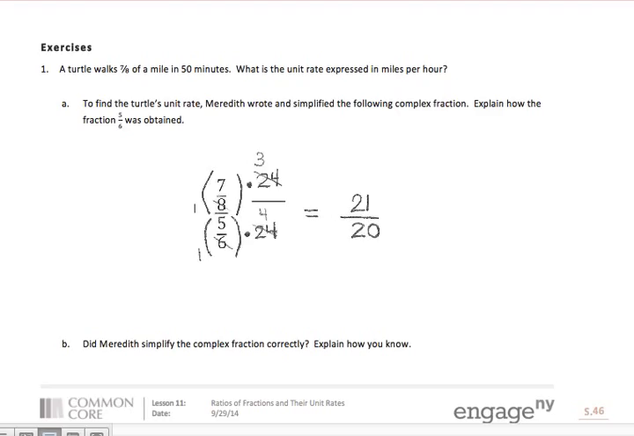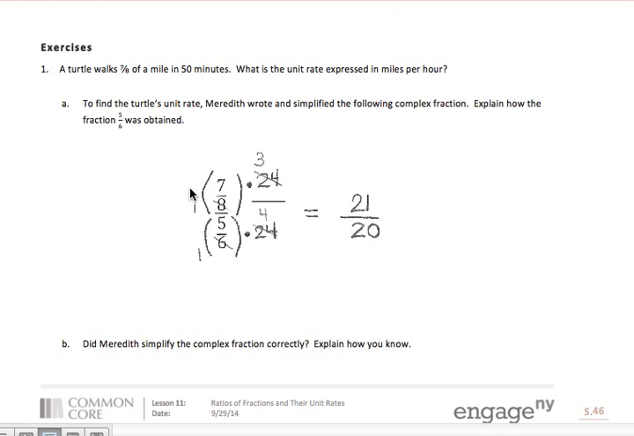Let's take a look at exercise 1, where it tells us that a turtle walks 7/8 of a mile in 50 minutes. And we are looking for the unit rate expressed in miles per hour. So to find the turtle's unit rate, Meredith wrote and simplified the following complex fraction. A complex fraction is just another way to show division of fractions. Please keep that in mind.